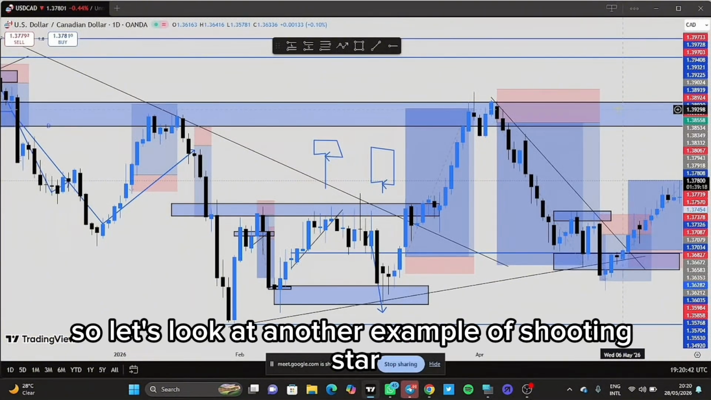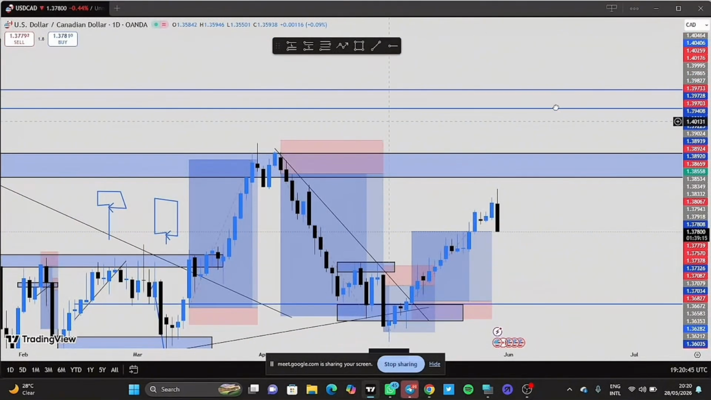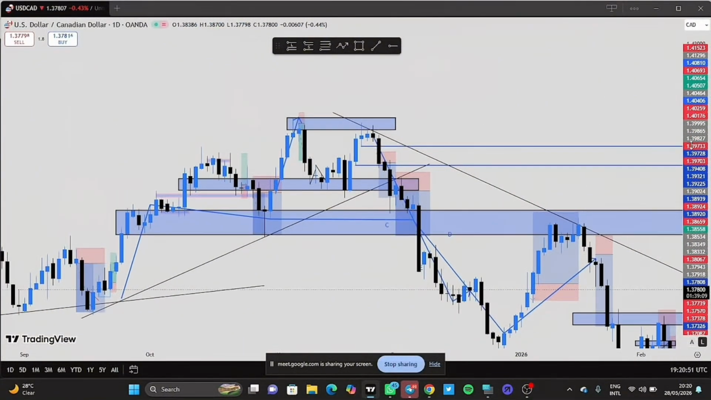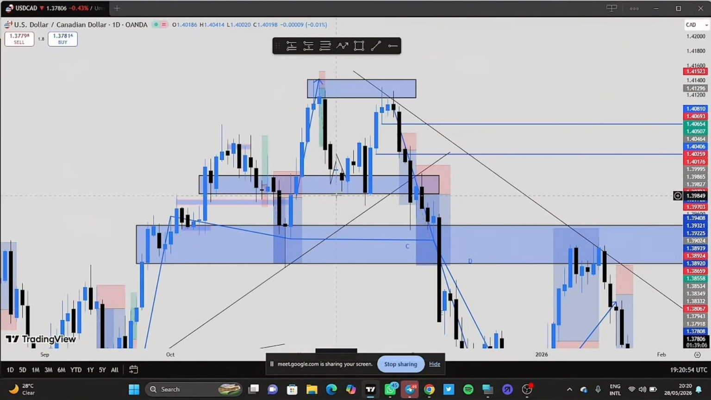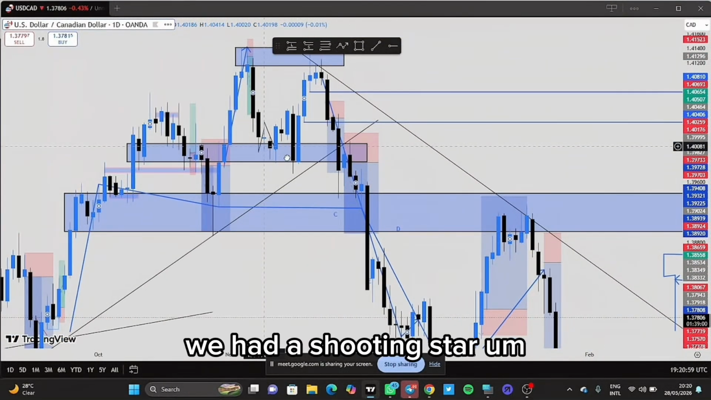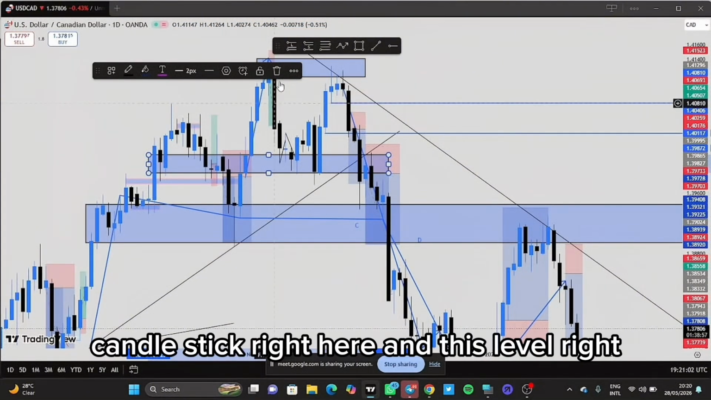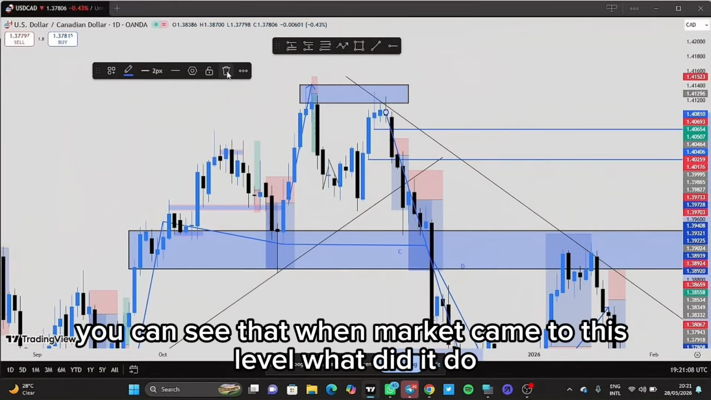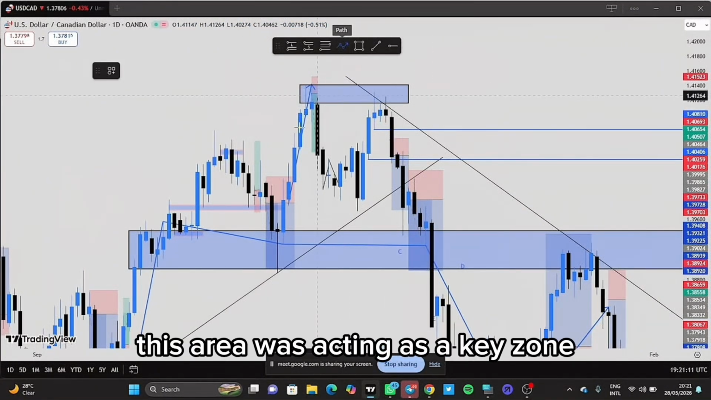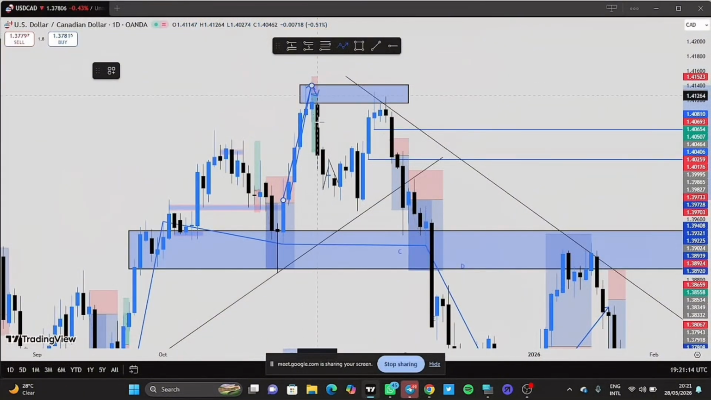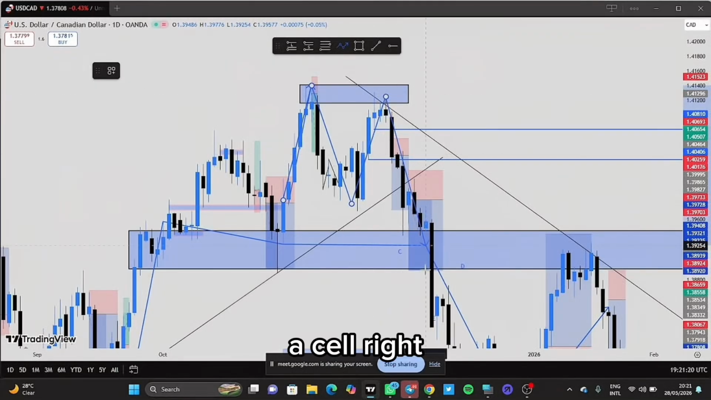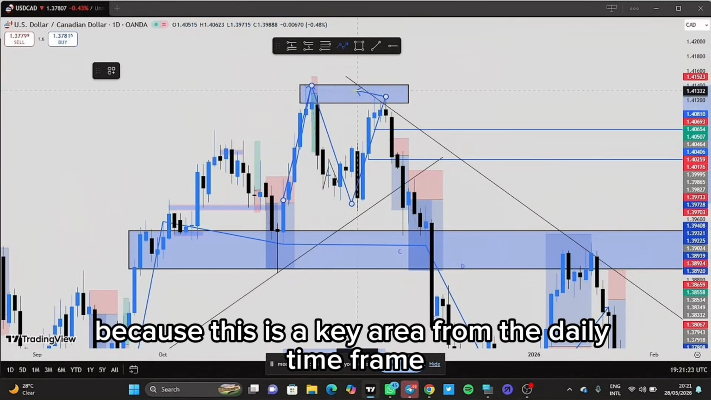So let's look at another example of a shooting star. Where did we have a shooting star? All right, same one right here. We had a shooting star candlestick right here, and at this level, you can see that when the market came to this level, it sold, right? This area was acting as a key zone. It sold. So if the market should come here again, what should you expect? A sell, right? Because this is a key area from the daily time frame.